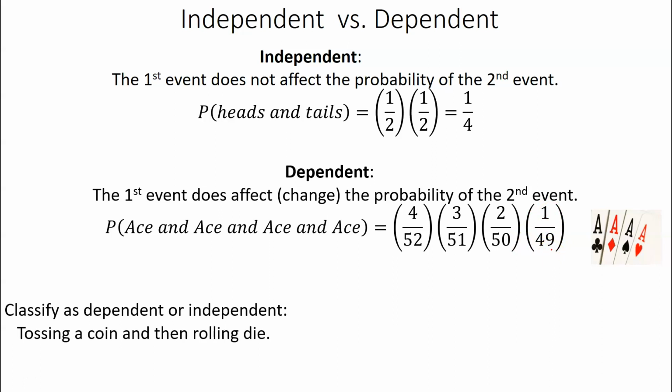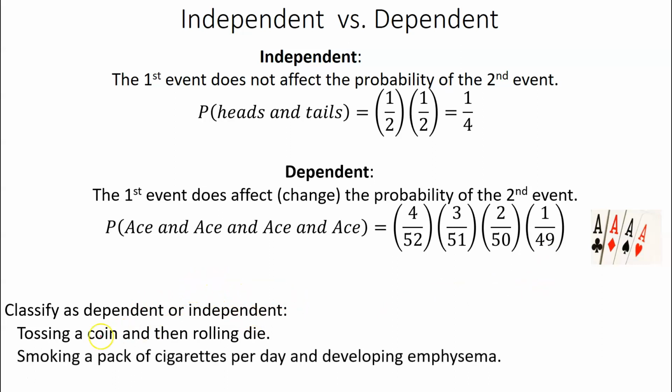So if you were to, say, toss a coin and roll the die, would they be dependent or independent? I guess I kind of already answered this. That would have to be independent. Smoking a pack of cigarettes a day and developing emphysema. There's my coughing for that. That would have to be dependent. I think at least in the medical community, they would argue that that's going to be dependent.